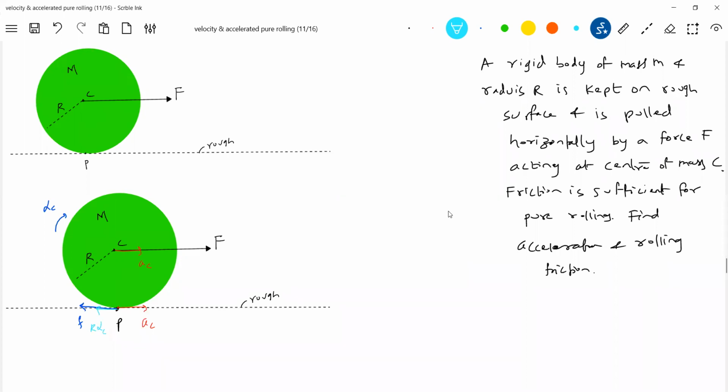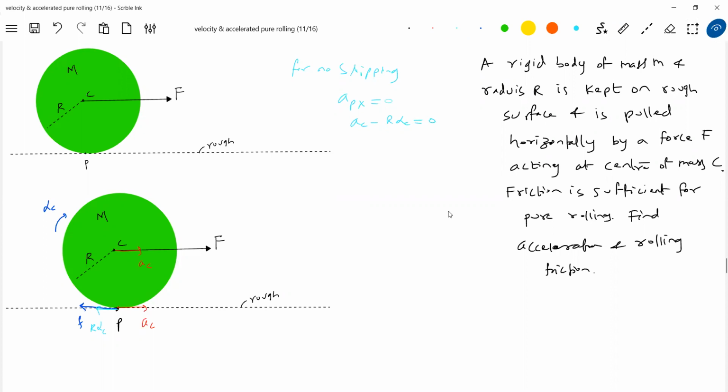Then if I check at any instant for no slipping, the acceleration of point P along the x-axis will be 0. Then a_C minus R alpha_C will be 0. This is the condition for no slipping. We are discussing now accelerated pure rolling. From where will that a_C come?